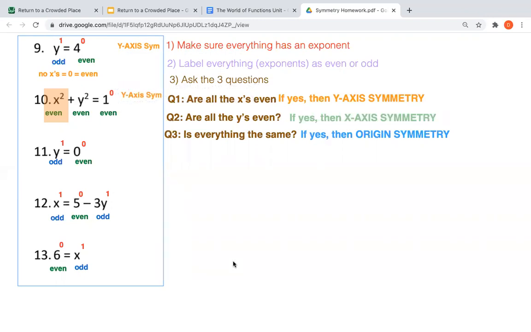Now let's check on our y's. For number 9, our y is odd. That's a 1. Number 10, though, our y is even. Skipping 11, 12 y is odd, and 13, there are no y's. So that's 0, which is even. So 10 and 13 have x-axis symmetry.